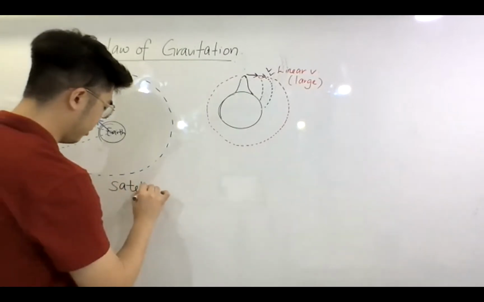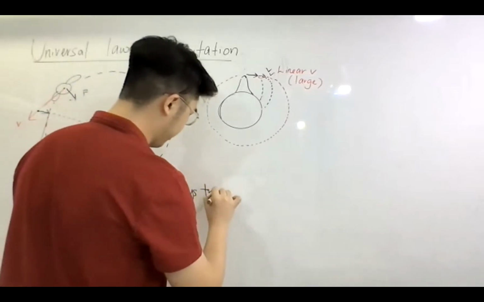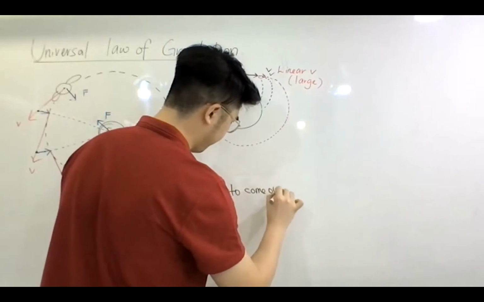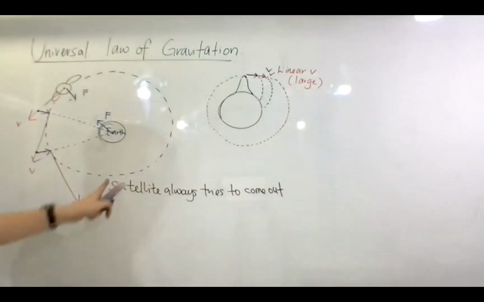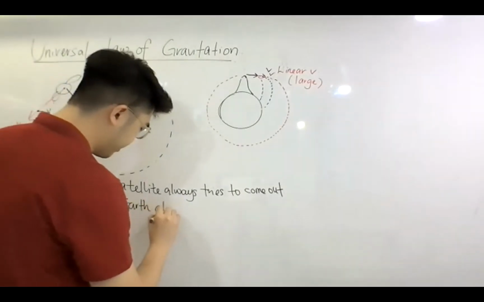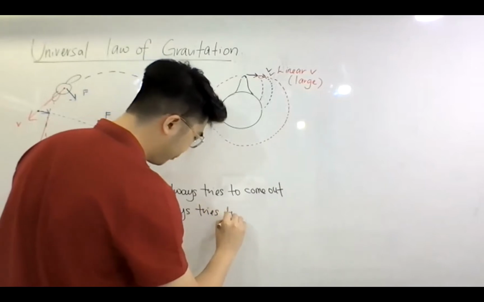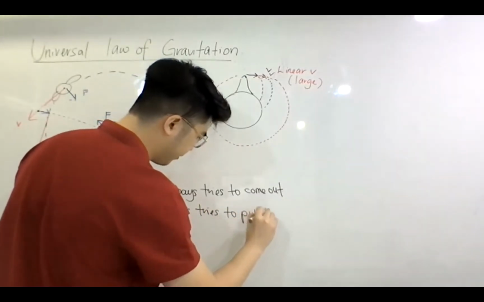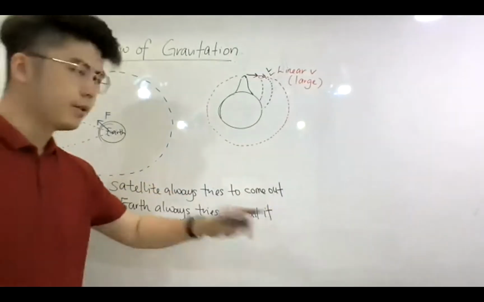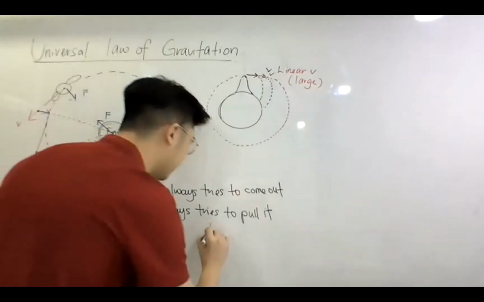So here, the satellite always tries to get away. The satellite always tries to come out, but the Earth always tries to pull it. Satellite always tries to come out, Earth always tries to pull it. From there, they find a balance.